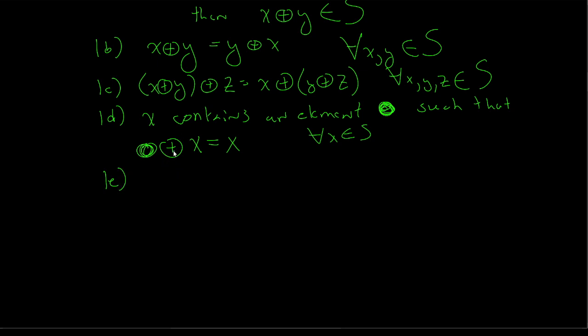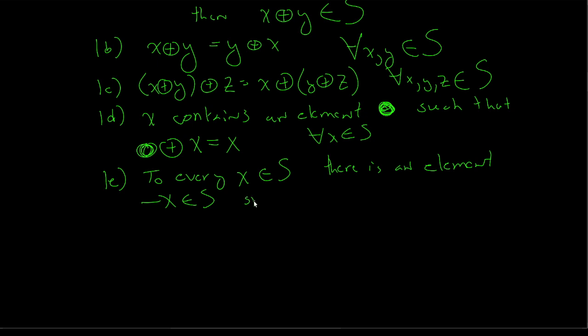And let's see, then, for every X that exists in our set, there is an element negative x that exists within our set such that x plus negative x equals that special zero thing we've created. Alright, so that's the additive rules.